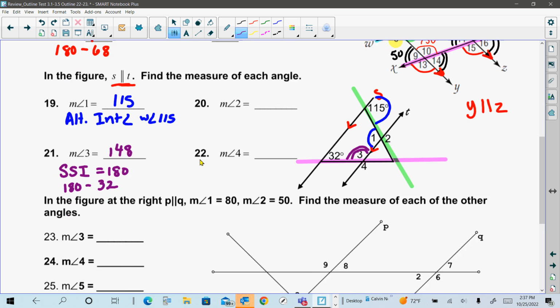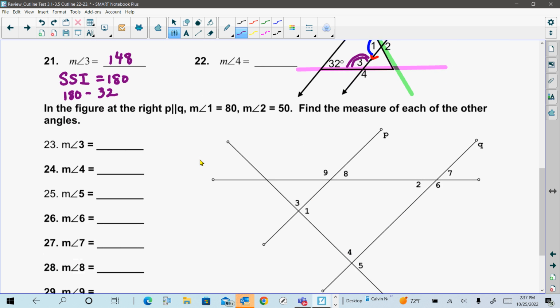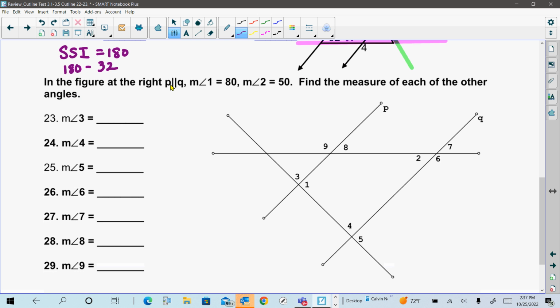Alright, so one more diagram. They tell you right off the bat, P and Q are parallel. Angle 1 is 80 and angle 2 is 50. So we need to mark that on the diagram. I put the arrows to show parallel, and then I went ahead and put my arc and my double arcs for 80 and 50.